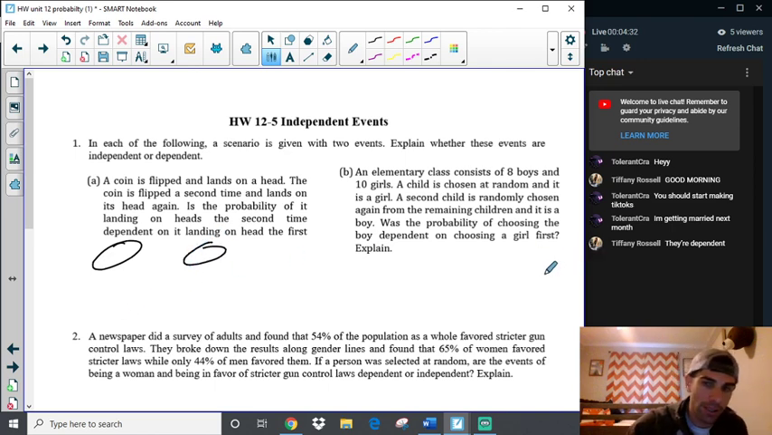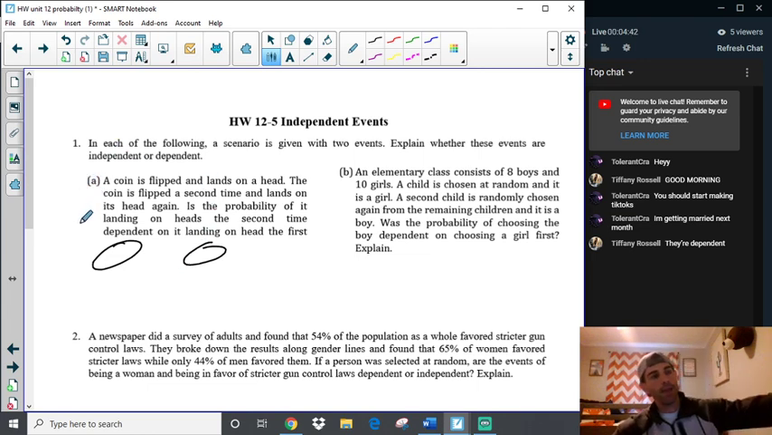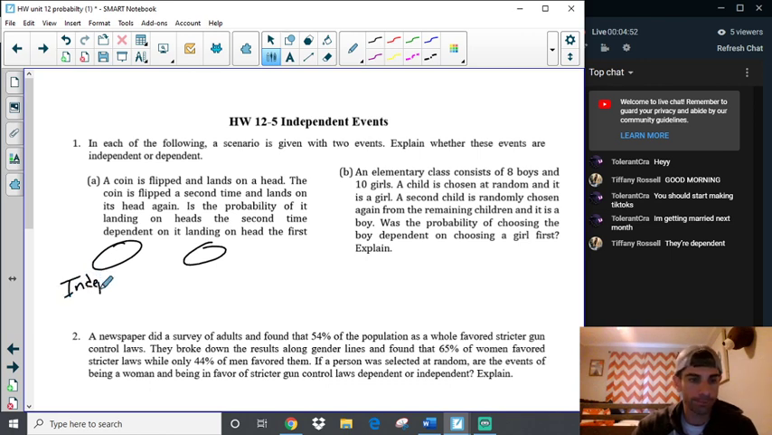Does doing it the first time have anything to do with flipping it the second time? And as Tiffany is screaming from her computer, she is saying that the two are dependent. Oh, you're probably on the last one. Independent on this one. Okay, and why is that? Because flipping heads on the first try will not affect flipping heads a second time. So we're going to say that these ones are independent.